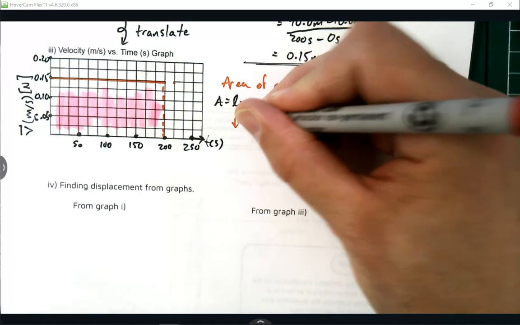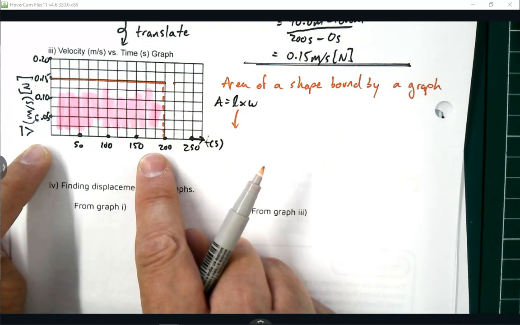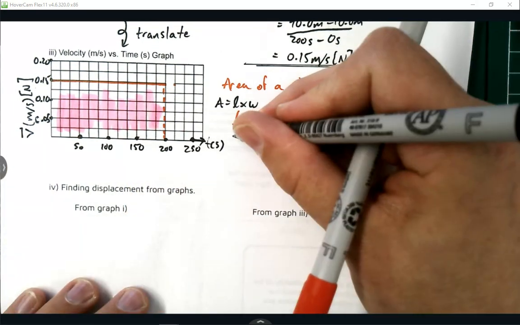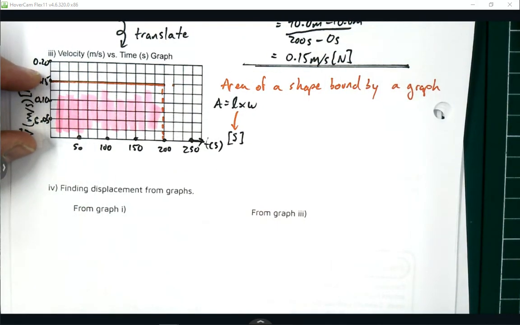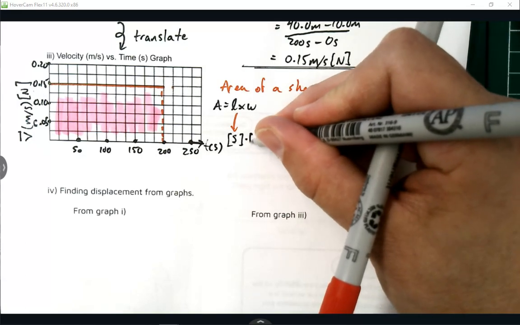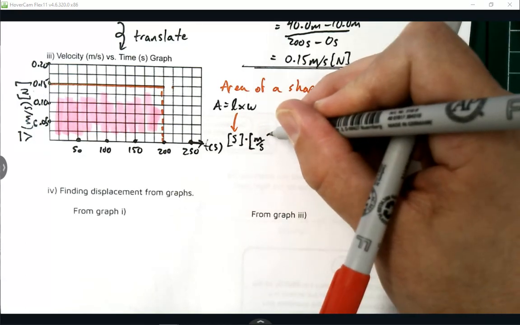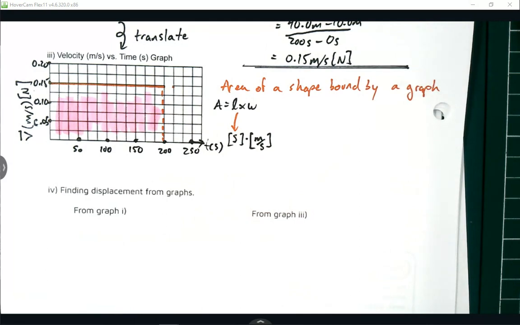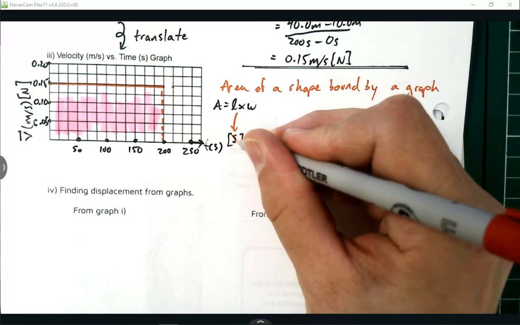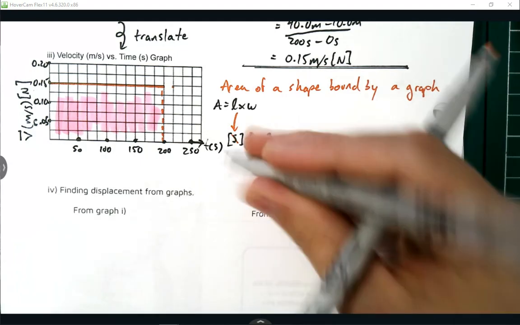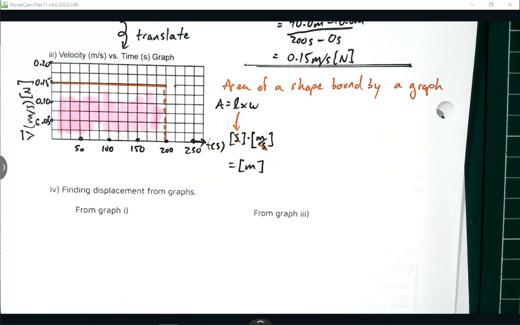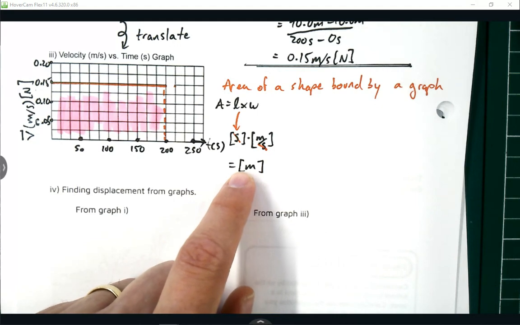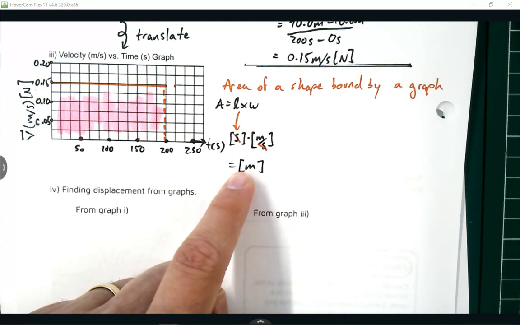If I take this length and this width, can we agree that the units would be units of seconds times a width, I know we might think of it as a height, times a width of meters per second. And if we just looked at the units, this dimensional analysis, notice the seconds would cancel out, and that would make the units into meters. And as soon as I do that, I'm like, oh, well, the area of a velocity time graph must have a meaning, and based on the units, what do you suppose the meaning of a velocity time graph's area is?